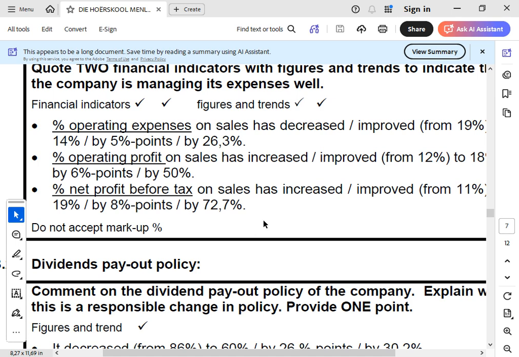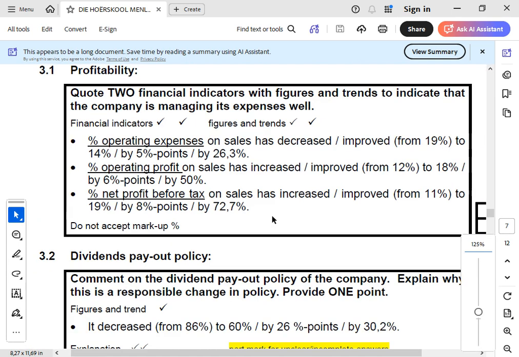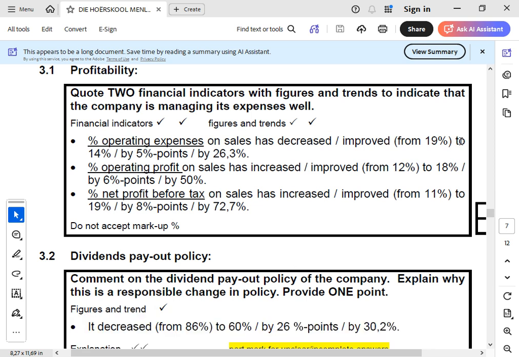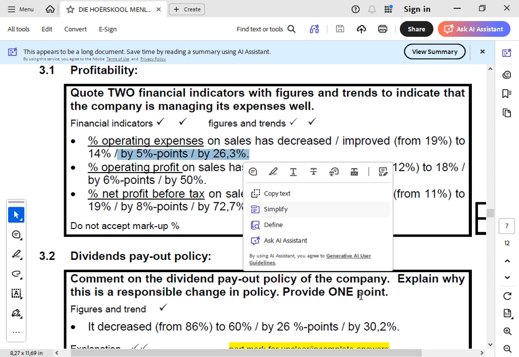There. Now I need to give the trend and the figure. So you literally say, has decreased. That's my trend. And can you see "from" is in brackets? So it doesn't have to be "from". They only want you to say "to 14%". And if you love me, you will never use that. Why am I saying that?